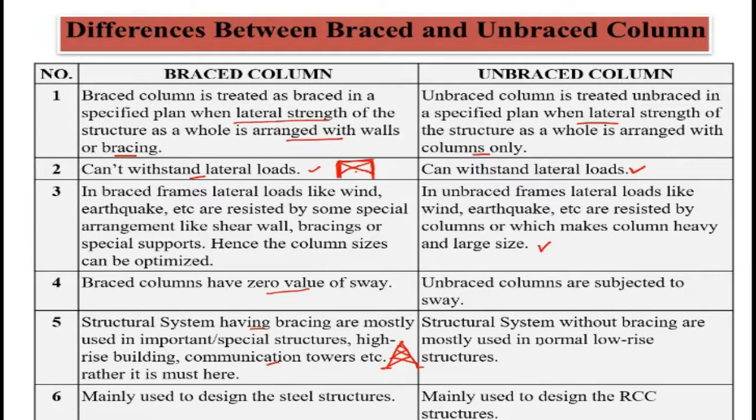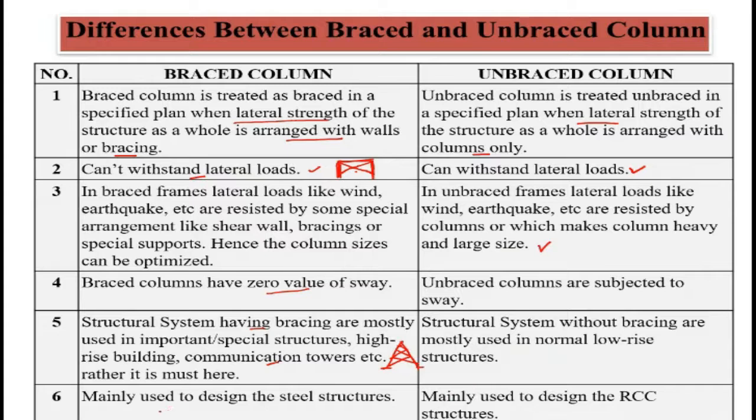Dan untuk unbraced column, structure system without bracing are mostly used in normal low-rise structure. Normal low-rise structure kalau kita buat struktur yang kurang risiko kepada sway, so kita buat unbraced column. No need to brace it. No need to construct shear wall for it.